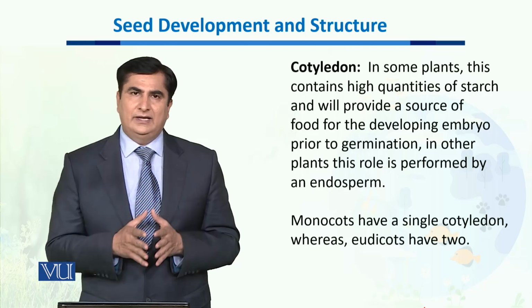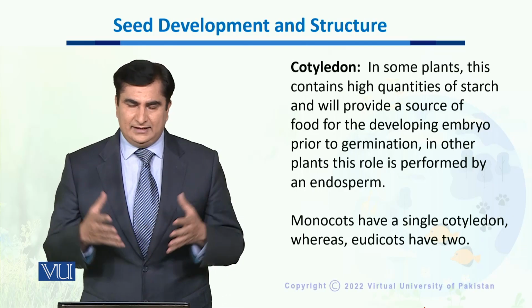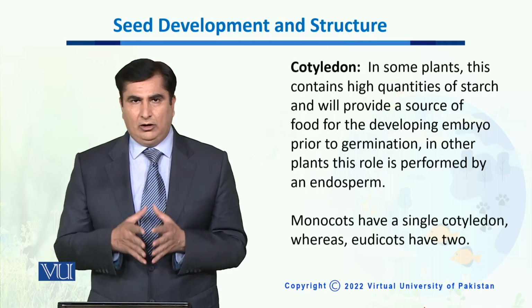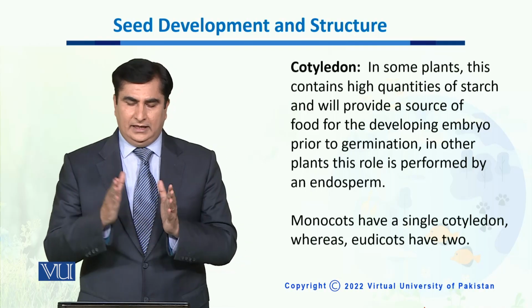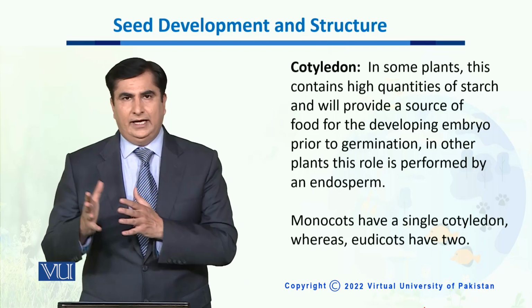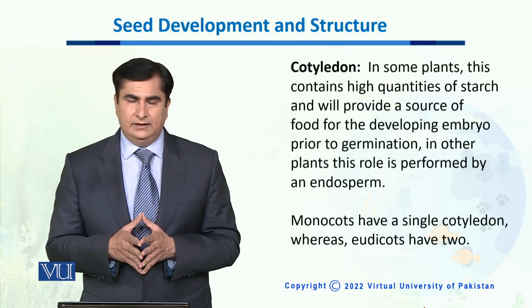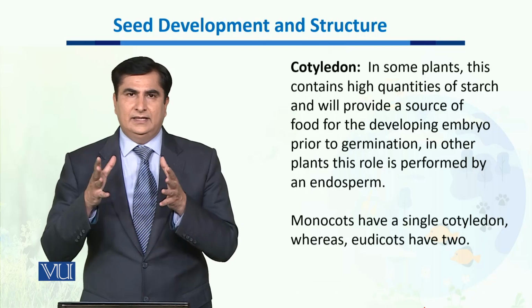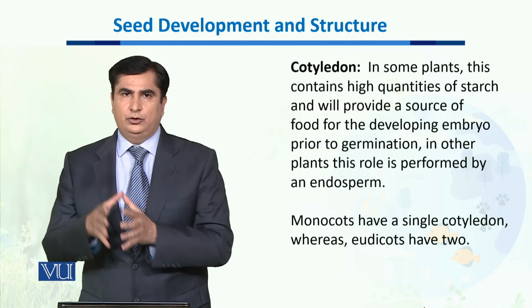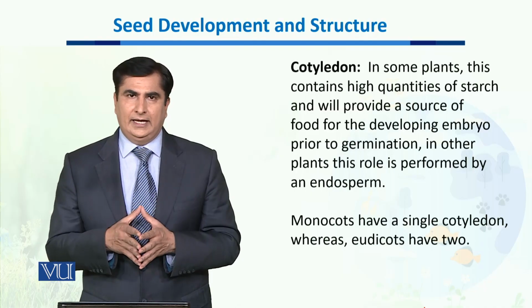When we talk about the monocot plant species, they have a single cotyledon, whereas dicots normally have two cotyledons, and those cotyledons serve as the food source for the germinating seed.